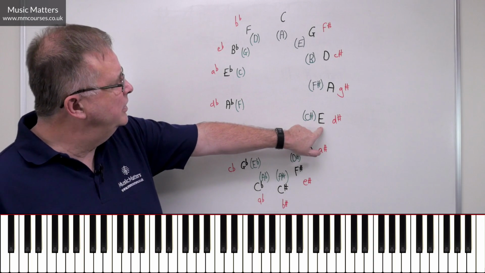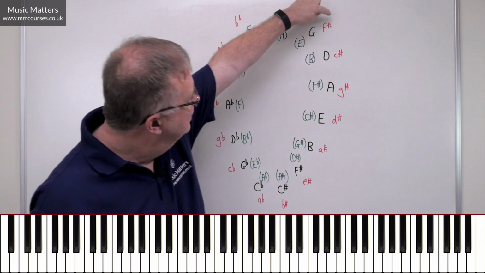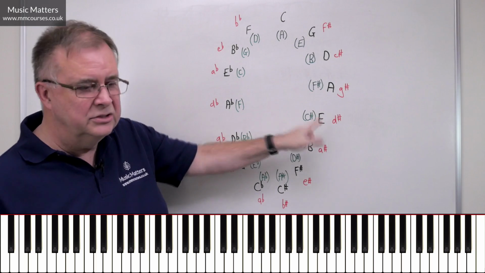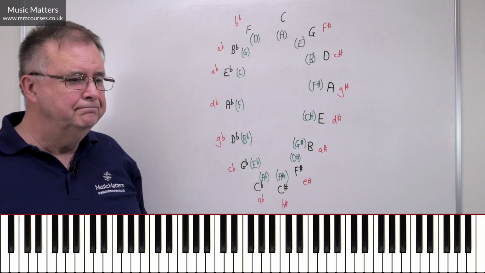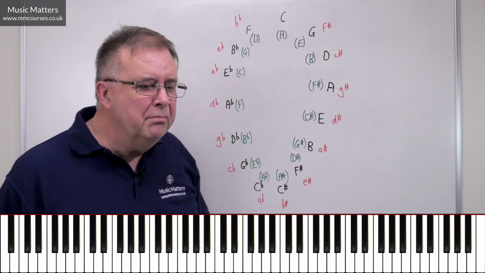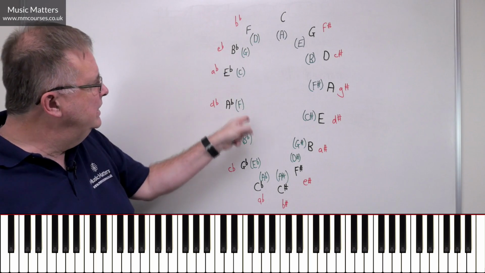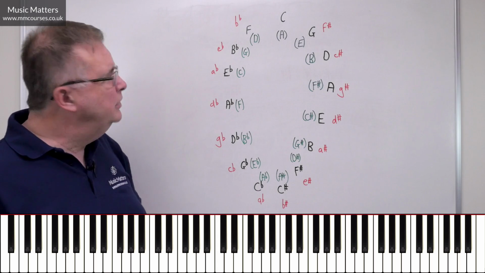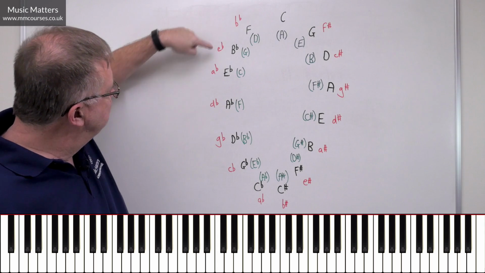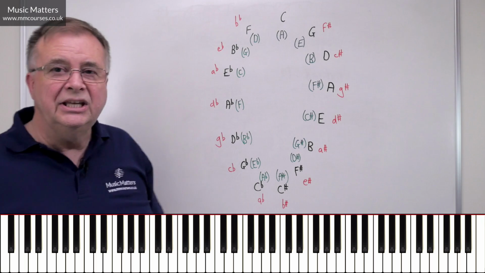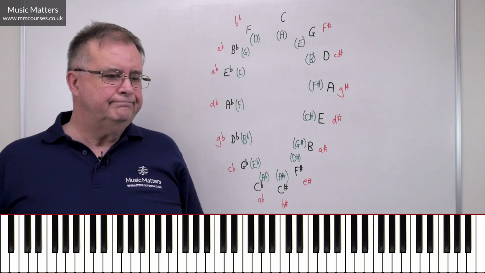Here's E major. How do I know it's got 4 sharps? Well, here are the sharps: 1, 2, 3, 4. And the major key that points to is E major. Question 2. Which minor key has 3 flats? So I'm looking at minor keys in the green inner circle now, and we're looking for 3 flats: 1, 2, 3. So the minor key with 3 flats is C minor.